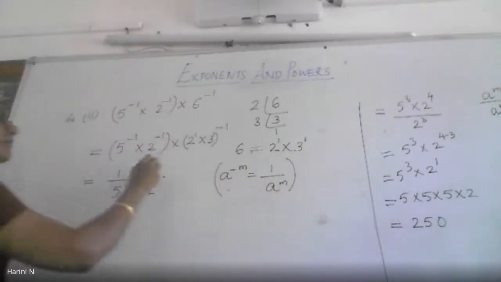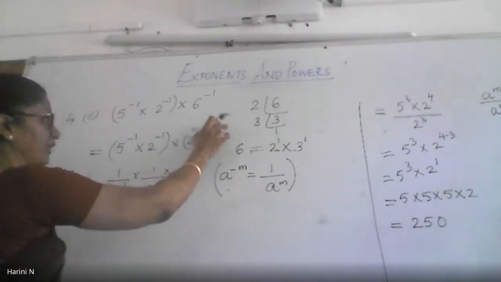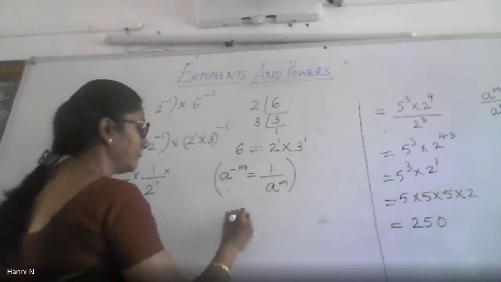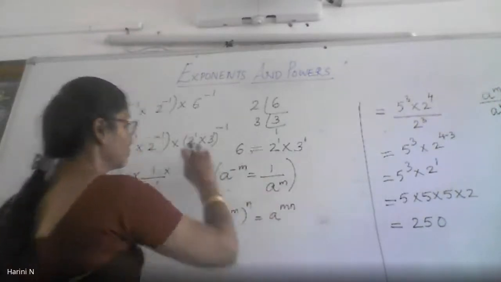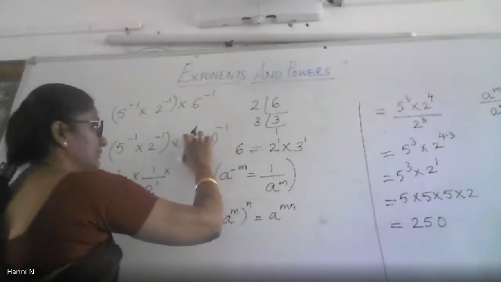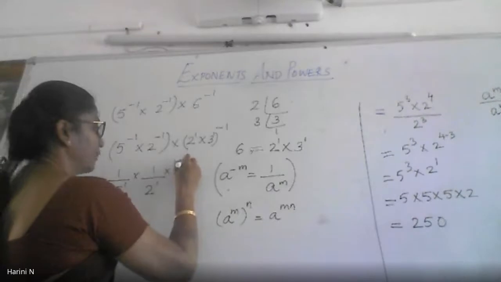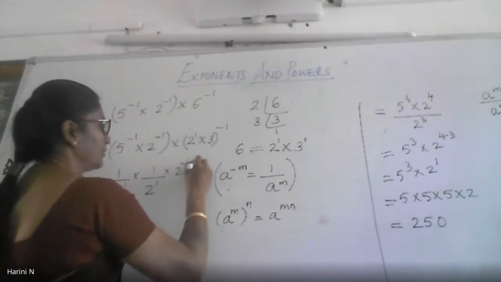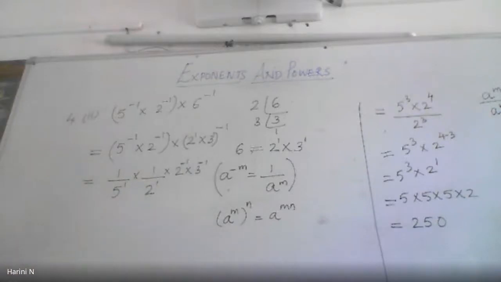Alright, then I have power of powers. This is raised to this power means you have to find the product. A to the power m to the power n will be a to the power mn. So you have to multiply this and this. This is m, this is n. So 1 into negative 1 will be 2 to the power negative 1. Again 3 also will be to the power negative 1. 1 into negative 1.